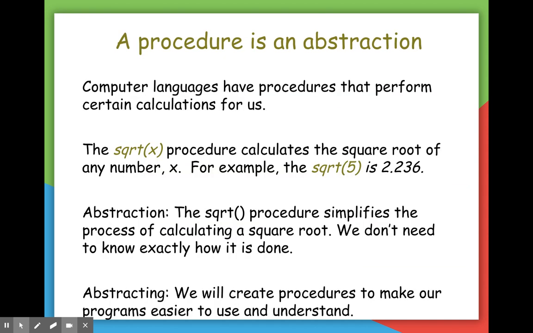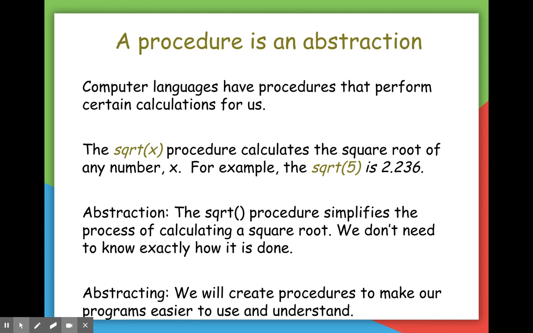Now, computer languages also have procedures that perform calculations for it. This is another level of abstraction. This one, SQRT, is actually square root. And so if, for example, I want to do the square root of 5, I use that square root code, and I tell it to look at 5. And that, of course, is going to give us 2.236.